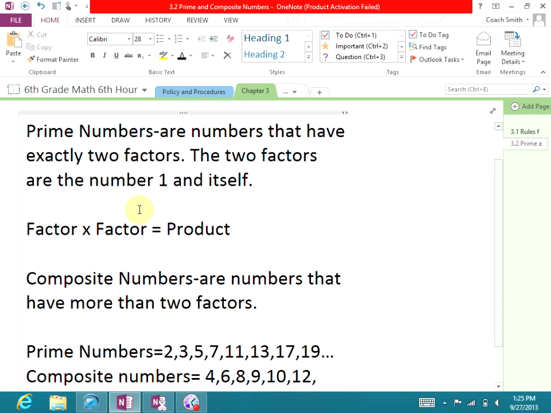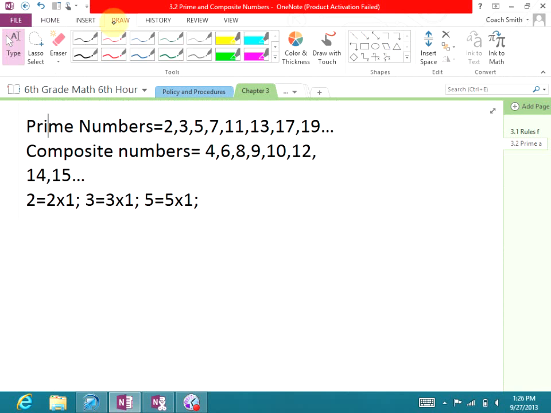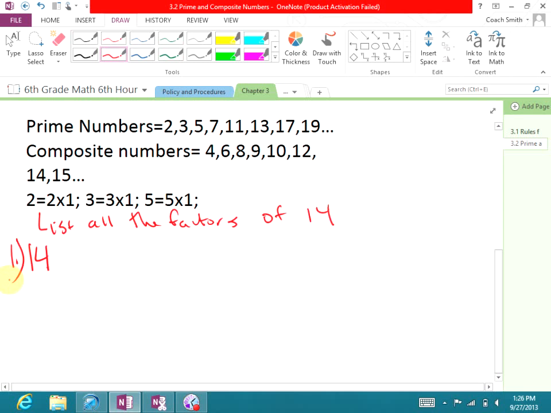Okay, what we talked about yesterday with the rules for divisibility is going to enter into what we do today. Today, they're going to basically do two things. They're going to give you a number, and they're going to want you to list all the factors of that number. Okay? For example, if we have the number 14, and they want to list all the factors of 14. And this is actually number 1 from your homework this evening.